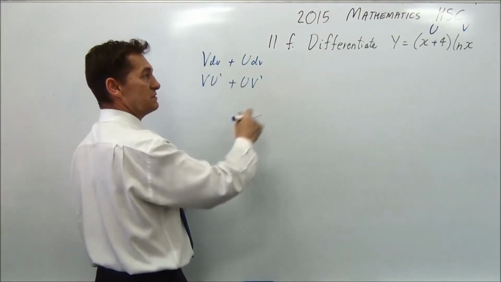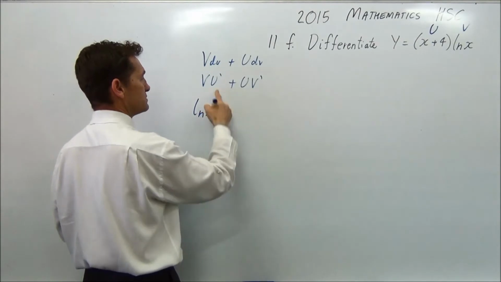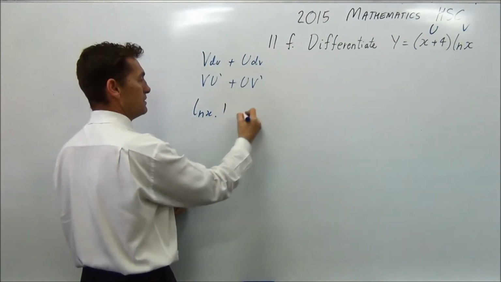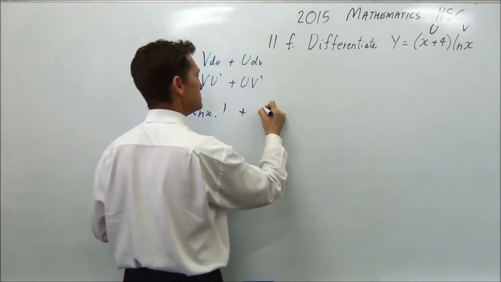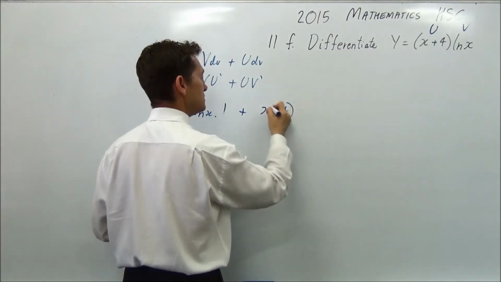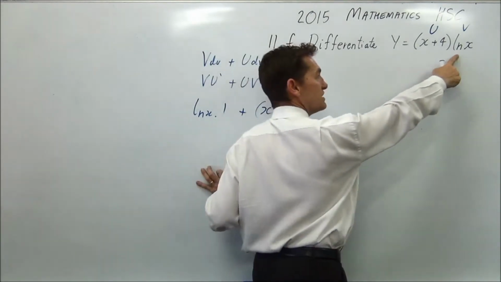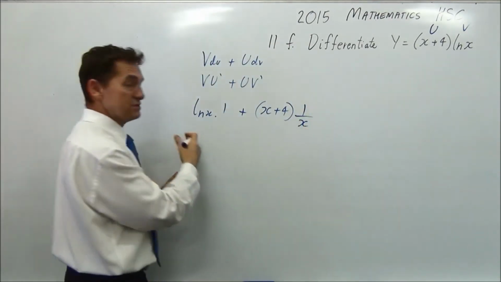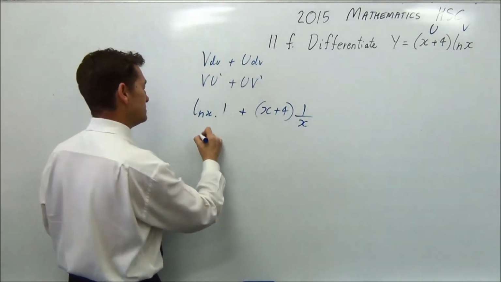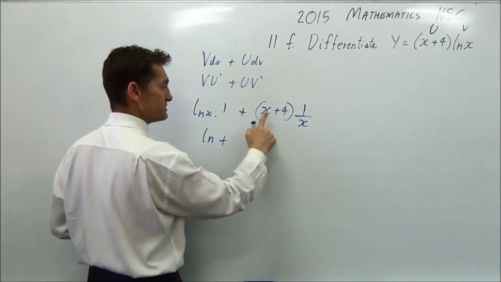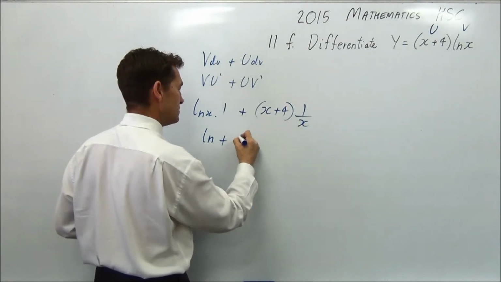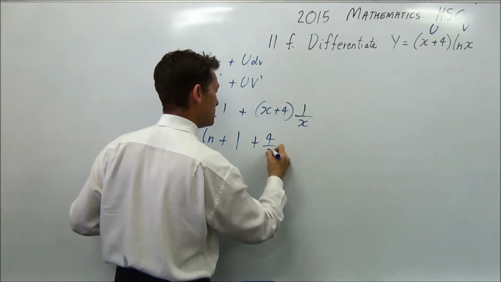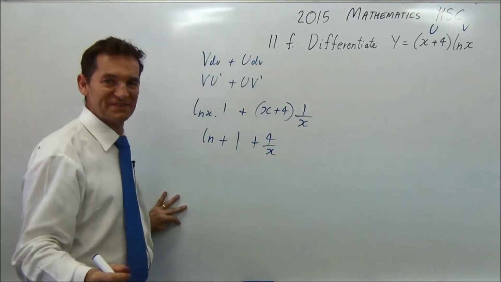So what I'm going to do is I'm going to get this one. So my v is log x, differentiate u, so if I differentiate that I get 1, so multiply that by 1, plus u, which is x plus 4, times v dash, so if I differentiate log x, you get 1 over x. Then just expand it to make it a bit simpler, so you just get log x plus x times 1 over x is 1, plus 4 over x. And that's it, you're done.